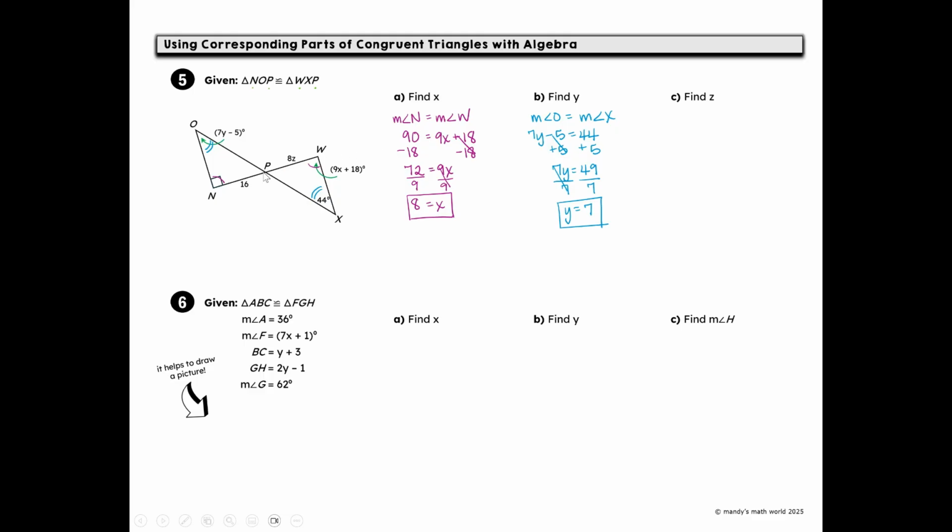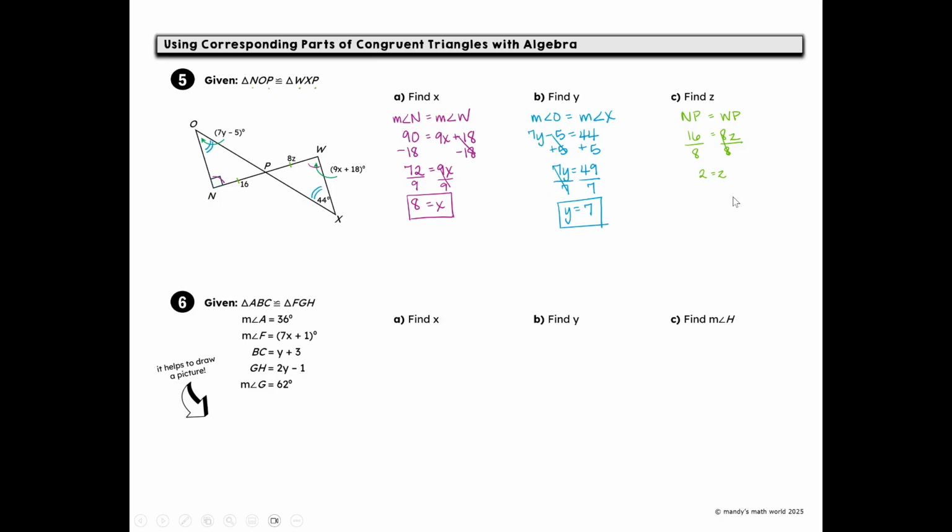Z is actually shown as an expression that represents this side length. That segment, WP, corresponds with segment NP, right? WP, NP, same positions in my statement. Right here, we can see that these two lengths are the same. I've added my tick marks here. I've written that segment NP, or the length of NP, is equal to the length of WP. NP is 16, WP is 8Z. Now I'm just going to solve for Z. So divide both sides by 8, and I get Z equals 2.